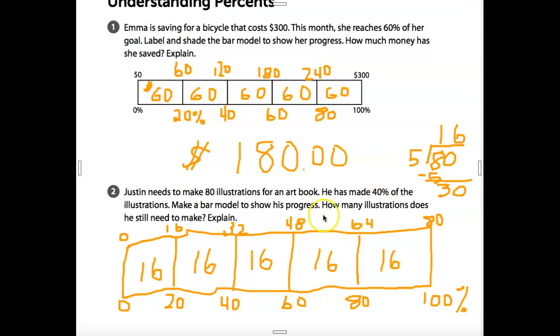All right, so he has made 40%. It says, how many illustrations does he still need to make? Okay, so he has already made 40%, 32. So we have to take the 80, all of them, subtract 32 that he's already made, and see how many he has left to make. 10 take away 2 is 8. 7 take away 3 is 4. So he has 48 more that he has to make.